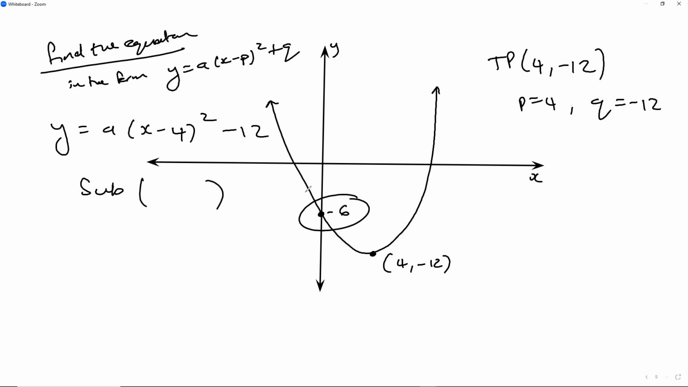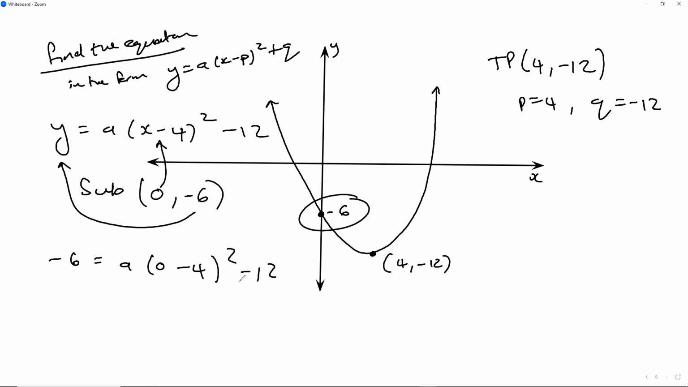Now, this point over here, all I have is -6. So that means it's x equal to 0 and y equal to -6, because 0 is on this entire y-axis. All of these points will be 0. We then change x into 0 and y into -6. So -6 equals a multiplied by (0 minus 4) squared minus 12. And you can see we're trying to solve a. That's all we need for this.